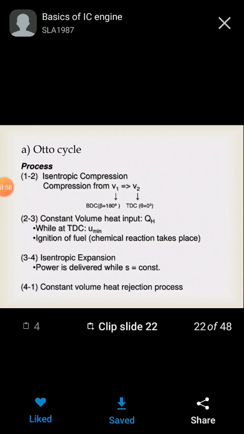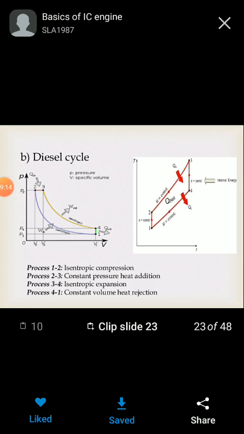Process 2 to 3 is a constant volume heat input process, while at TDC, the ignition of fuel occurs. The process 3 to 4 is an isentropic expansion process. The power is delivered while the entropy is constant. The process 4 to 1 is a constant volume heat rejection process.